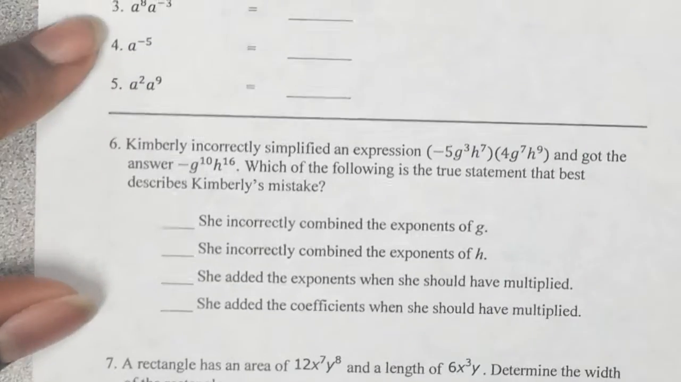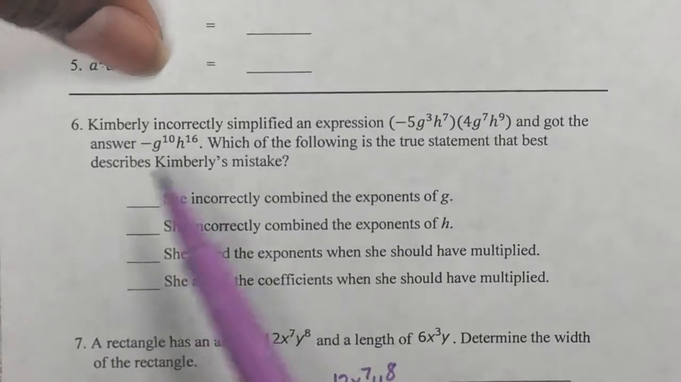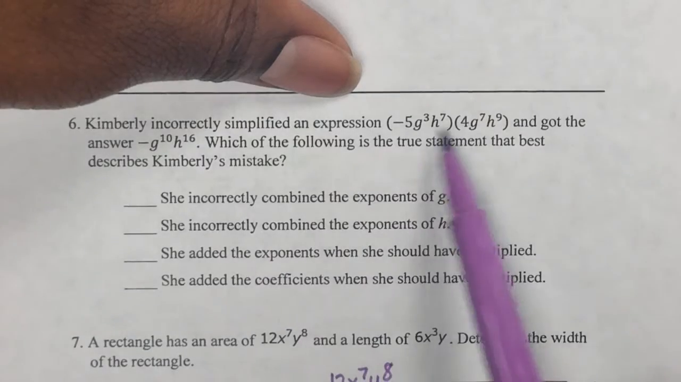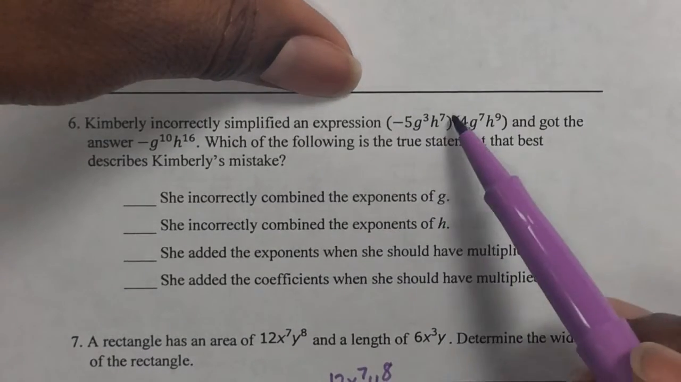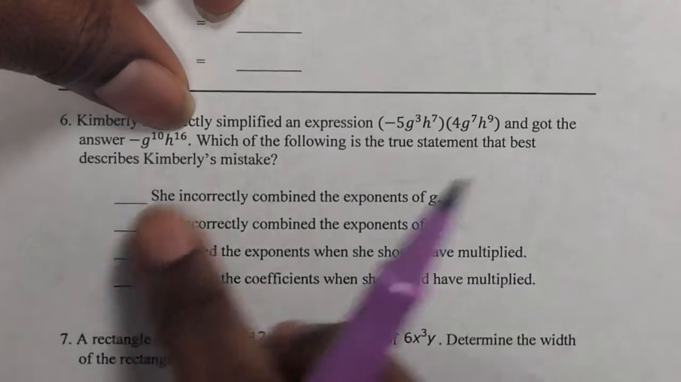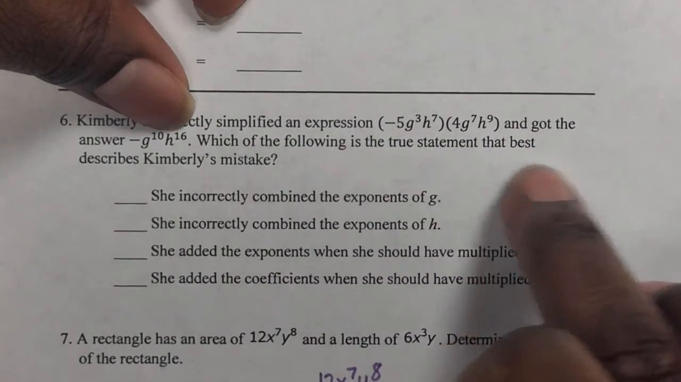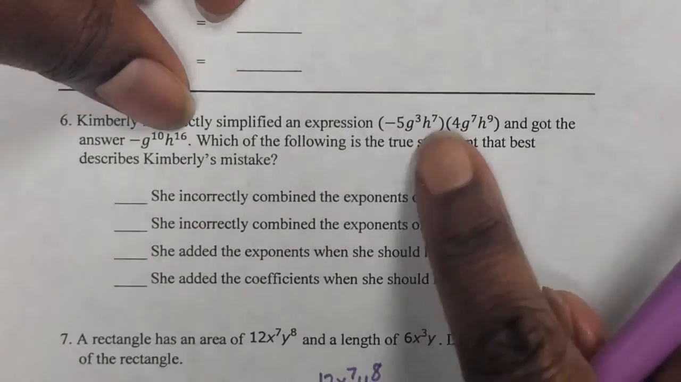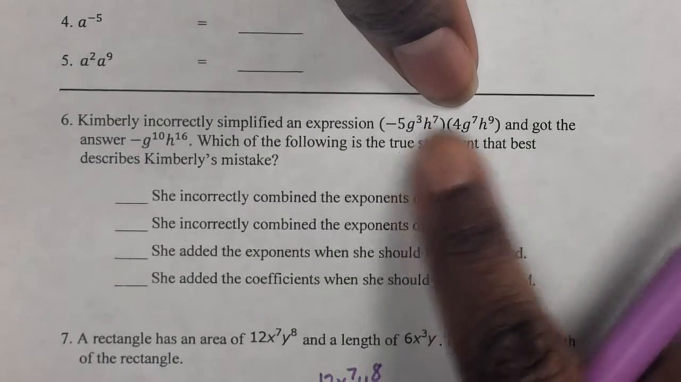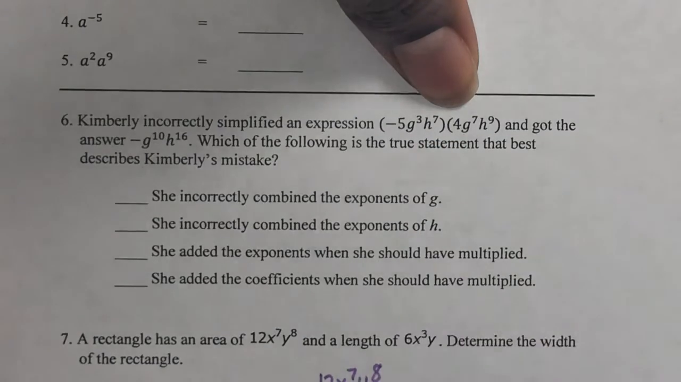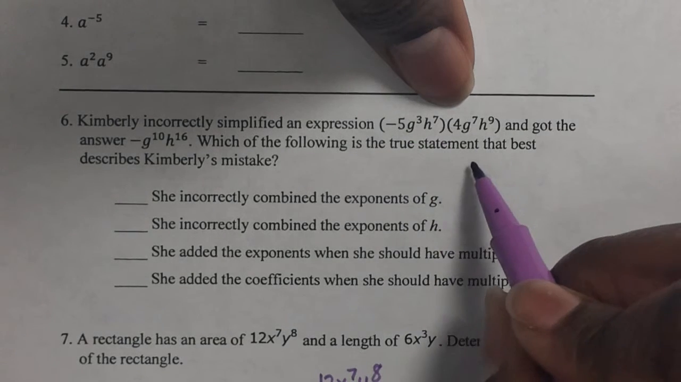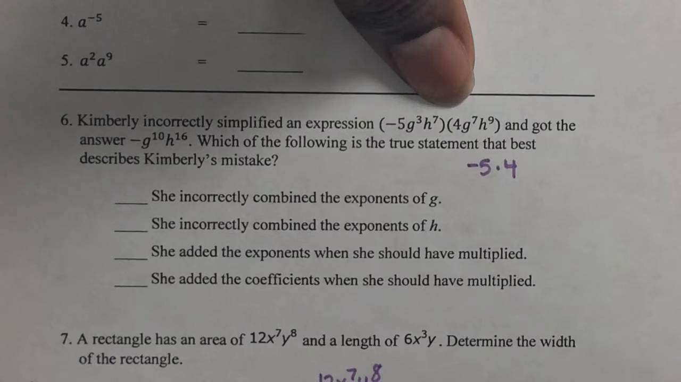All right. So now moving to number 6, because Kimberly incorrectly simplified this expression. And this is a multiplication problem. There's no powers on the outside of the parentheses, so we don't have to worry about that yet. And got this answer. Which of the following is the true statement that best describes her mistake? So first, the way to do these mistake problems is to actually do it yourself and then see what she did wrong. So starting out with the coefficients, we need to multiply -5 times 4.